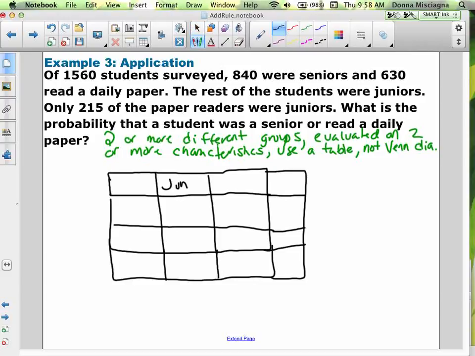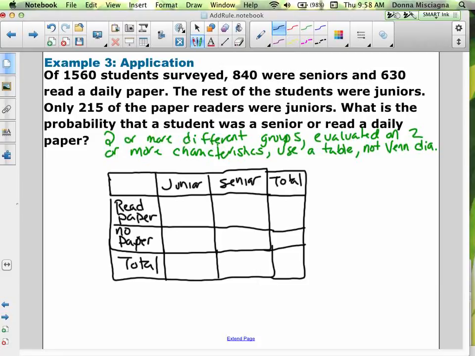So we have junior and we have senior. And we also need to know the totals, right? Because when we figure out probability, it's favorable over total. We need a place to write down the totals. And then we have paper. So we have read paper, no read paper, and then again, we need a place for total.